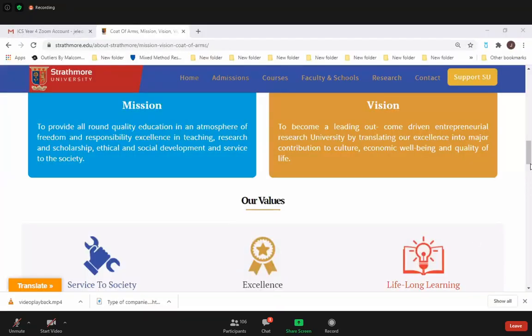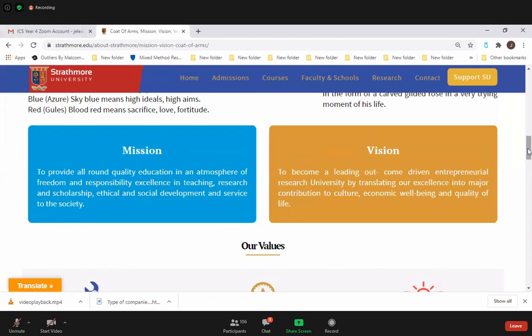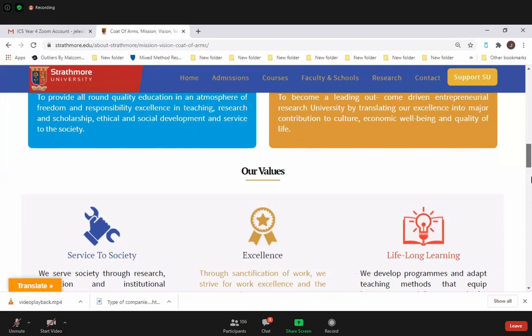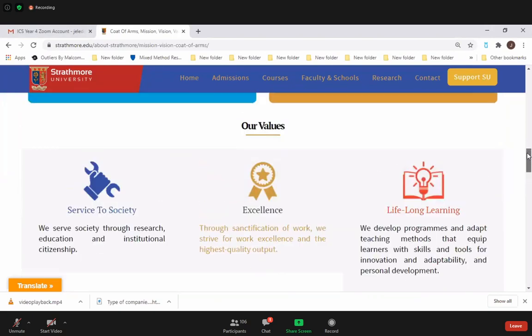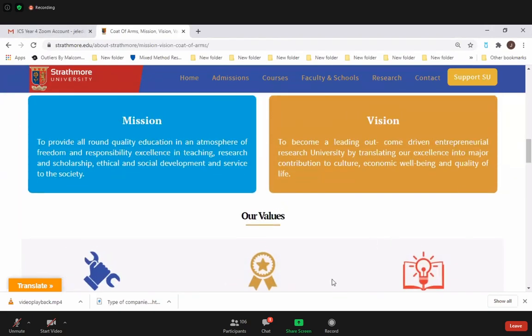Some of you may have seen this. My students in business ethics have seen this. We've gone through it, but would like to look at this from a different context. So let's see. We're looking at the mission and vision of Strathmore University and the values. All right. Matengi, could you read for us this mission and vision?